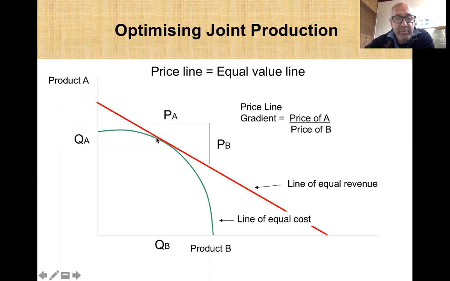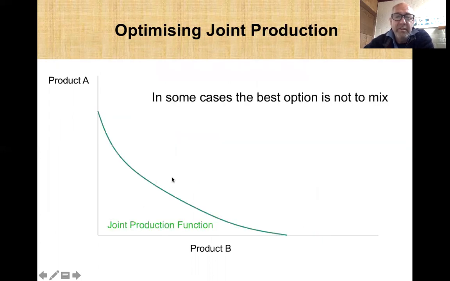But in this example, given that shape of equal cost production line, you can see that the best combination will be the point way out here where you maximize the balance of revenue from a combination of having the two. So bearing that in mind, we can start looking at some cases.